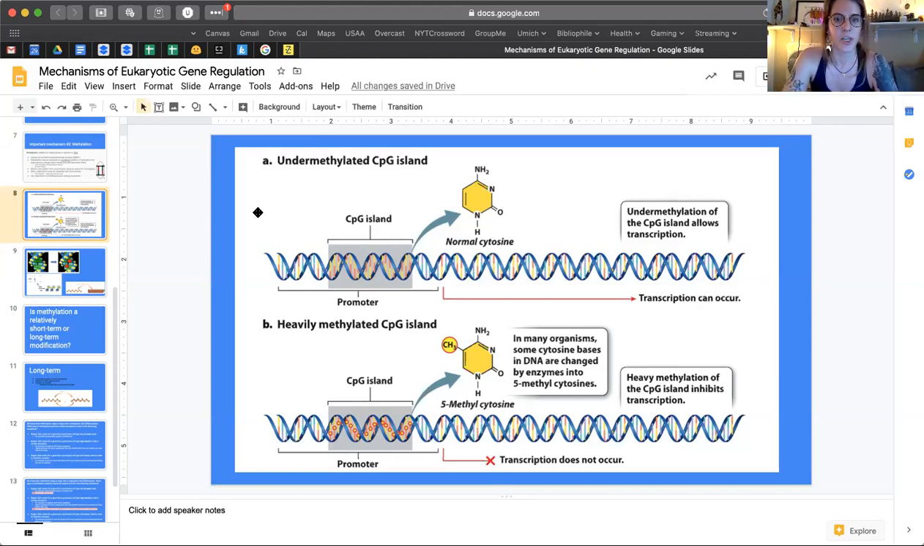And this is just a picture basically showing what those CpG islands look like. We can see that it's inside the promoter, and we can see what it looks like when it's unmethylated versus when it's methylated. And then this is just demonstrating where we're adding the methyl group to the cytosines.